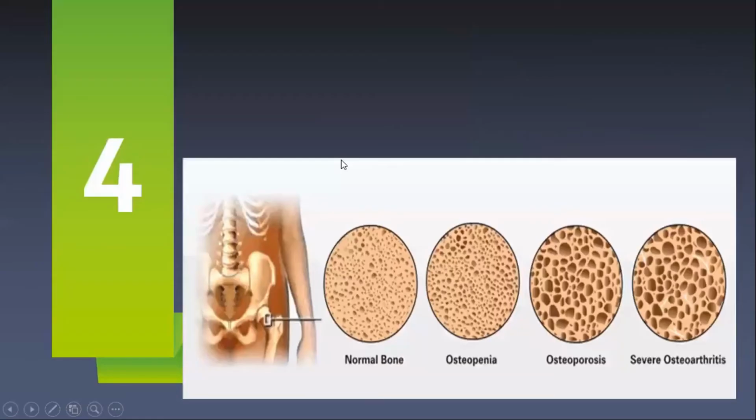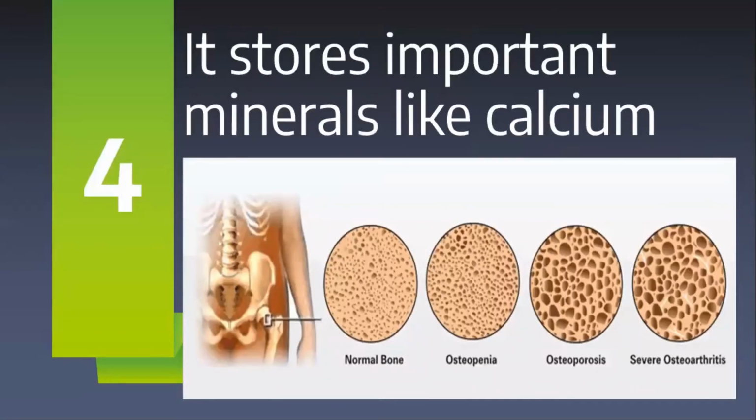The fourth one is that it stores important minerals like calcium. This is the picture of the normal bone, and then showing also a problem with the bone. If the calcium is not enough, then it may become a severe osteoarthritis.